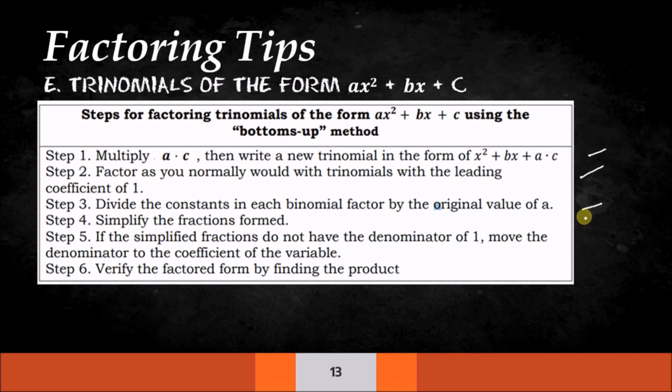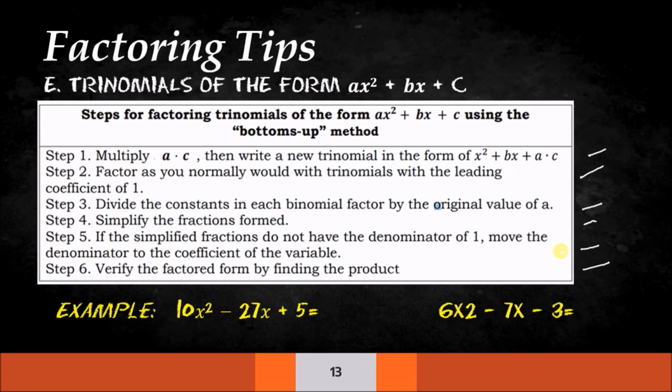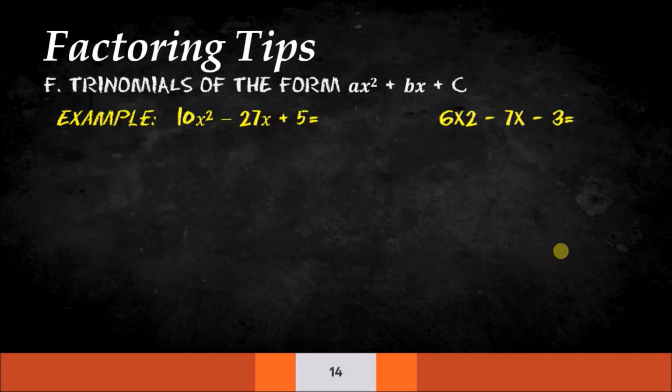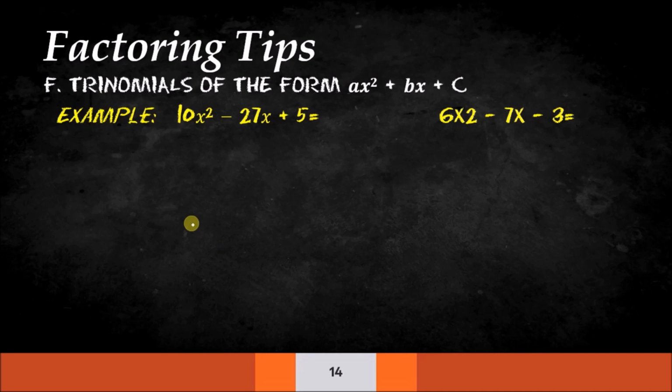Samantalang sa step number 4, isi-simplify natin kung mayroong kailangang i-lowest term out of step number 3. And then dito naman sa step number 5, i-move natin yung magiging denominator doon sa coefficient ng ating binomial expression, or linear part ng binomial expression. And then, i-verify natin yung product out of yung nagawa natin. And para maintindihan mo, I know medyo komplikado, pero maintindihan mo yan sa pamamagitan ng pag-perform natin sa example na ito. Medyo komplikado nga lang yung steps kanina eh.